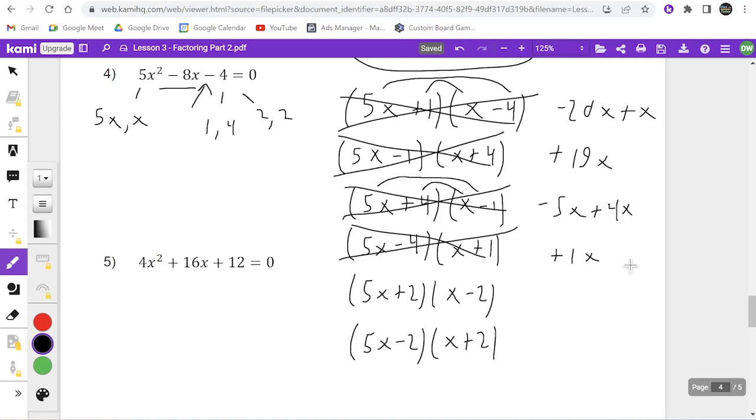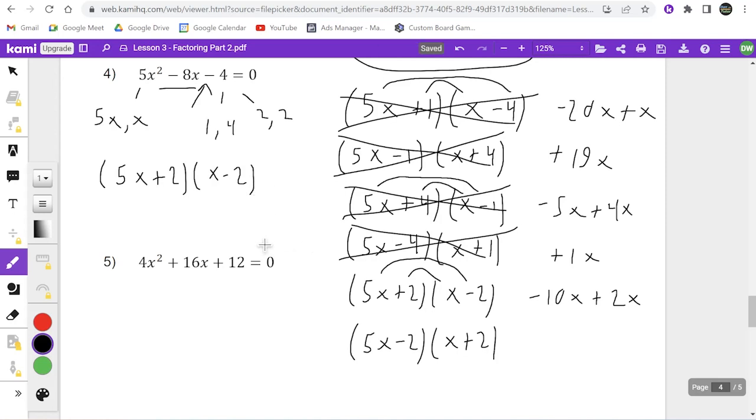And look how much time we saved. We did this in less than a minute, and we eliminated 4 answer choices. So for the last one, we have 5x times negative 2, that's negative 10x. And then 2 times x, that's plus 2x. And that's the one we wanted because we're getting negative 8x. So in other words, the final answer, well, not the final answer, this problem is really hard. 5x plus 2 times x minus 2, these are the factors.